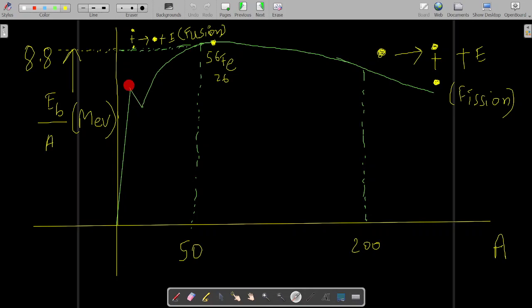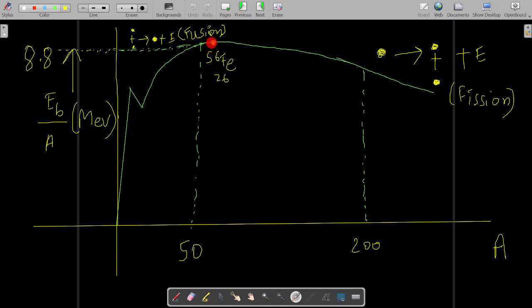If you study the nuclear shell model, then you will understand why there is a little bit of drop over here in the binding energy per nucleon. So there is a little drop with increase in atomic mass number. Then again, with increase in atomic mass number, the binding energy per nucleon starts increasing. It keeps on increasing, but the rate of increase decreases.